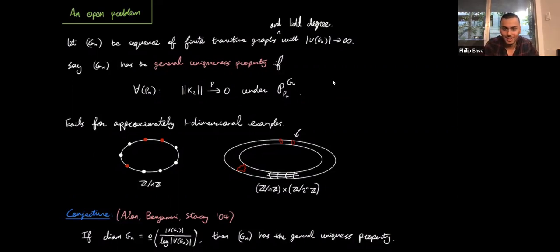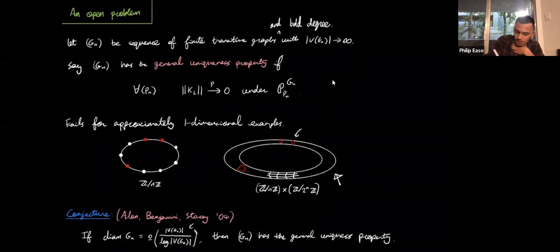But we'll see. So the conjecture, which is of Alon, Benjamini, and Stacey from 2004, is that if you just rule out this counterexample, then the following holds. This isn't how they phrased it, and we don't know why they have this specific bound, but it does eliminate this specific class of counterexamples. If the diameter is little o of the volume over log of the volume, then Gn has the general uniqueness property. So you have a unique giant cluster even around the percolation threshold.